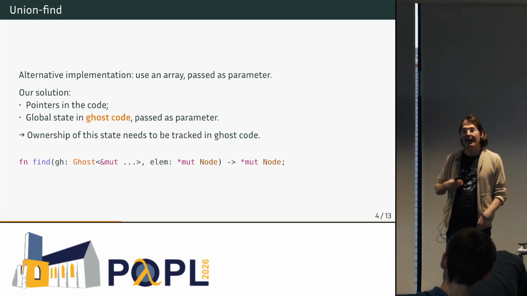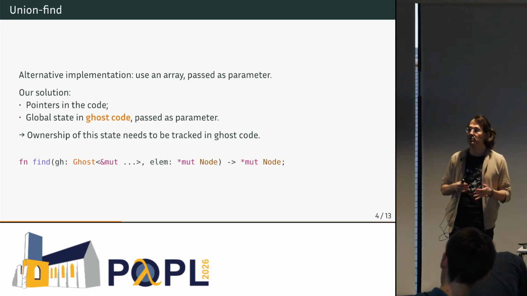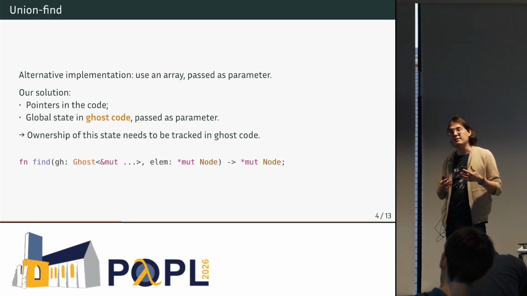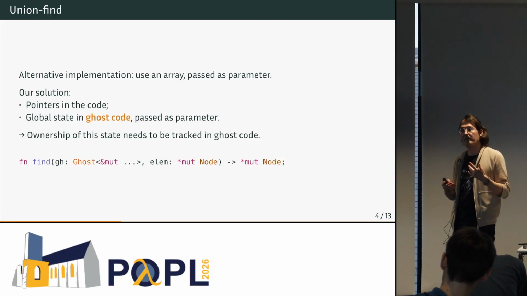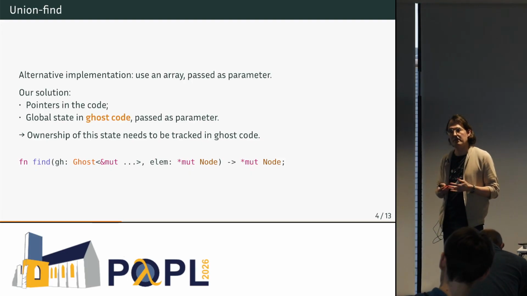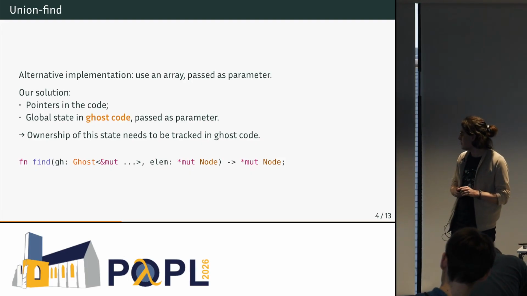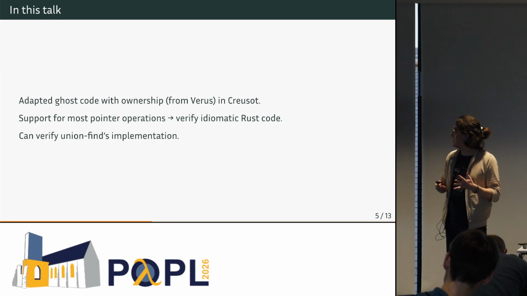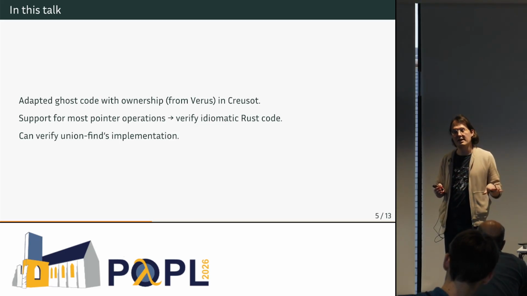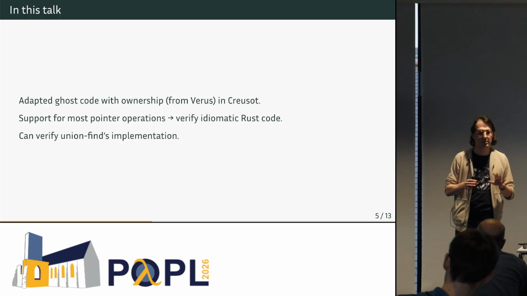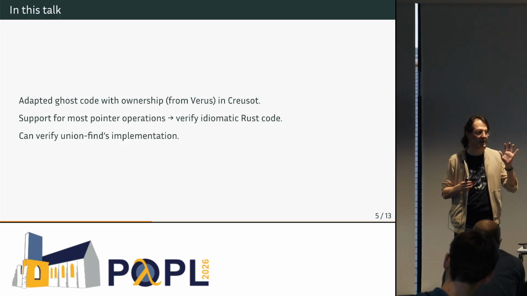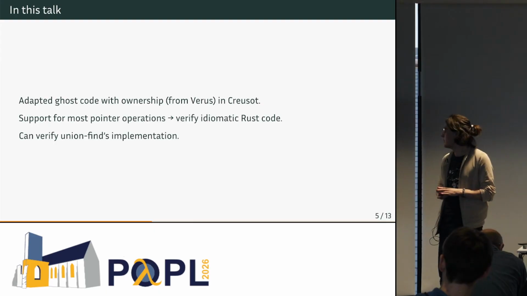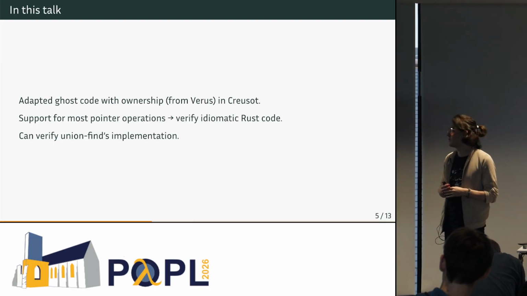And in order to get back our guarantees about aliasing, we need to find a way to borrow check this, to have the compiler borrow check this ghost code, this ghost object. So that's what we did. In this talk, I will present how we adapted this notion of ghost state with ownership, which was first implemented in Verus, and we implemented it in Creusot with our specific way of doing things.